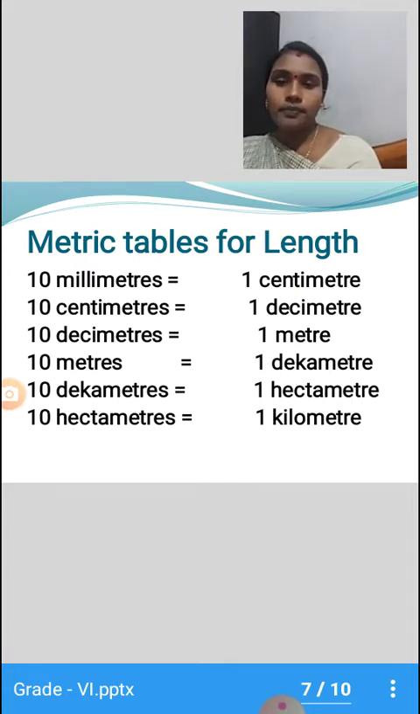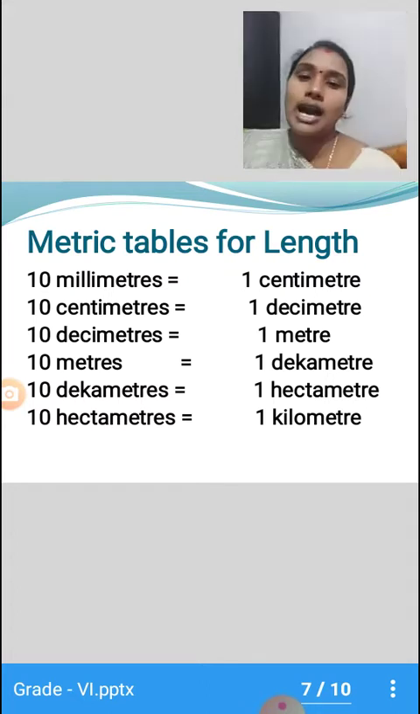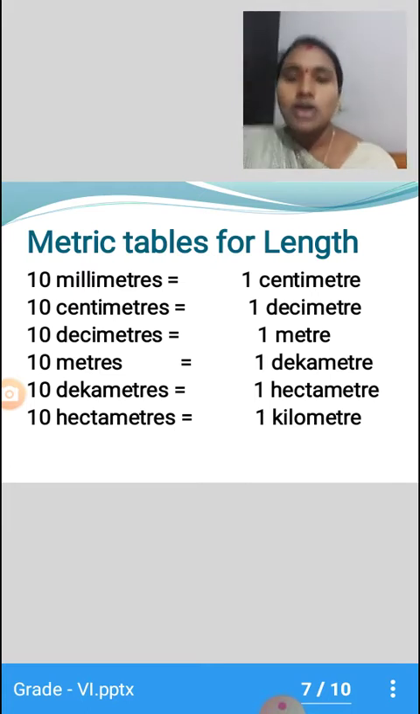This is the table for length. Repeat after me, or if you have a notebook and a pen, you can note it down and revise. Okay children?